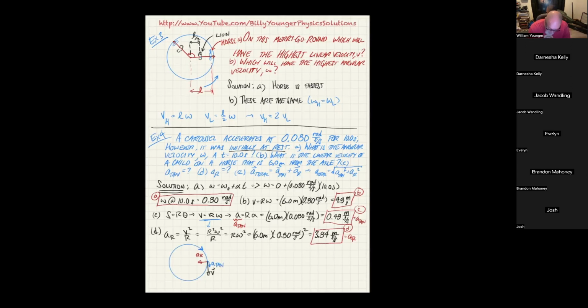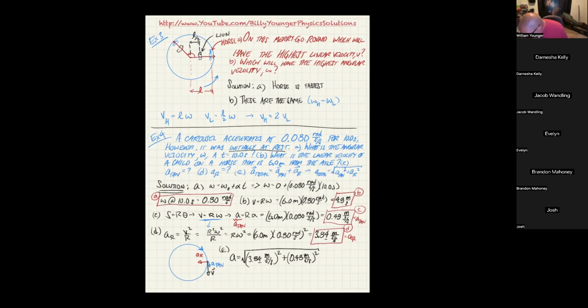And we can now go ahead and write down that the magnitude of A total is going to be the square root of 3.84. That's one extra sig fig, by the way, 3.84 meters per second every second. That quantity is going to be squared, plus 0.48 meters per second every second, which is also going to be squared.